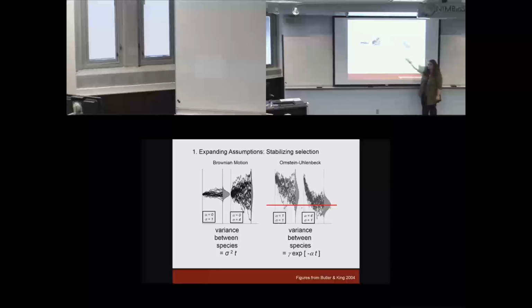So if you had Brownian motion, but with constant directional selection pushing it towards an optimum, you'd get this same sort of pattern, but it would be shifted, on a slant.